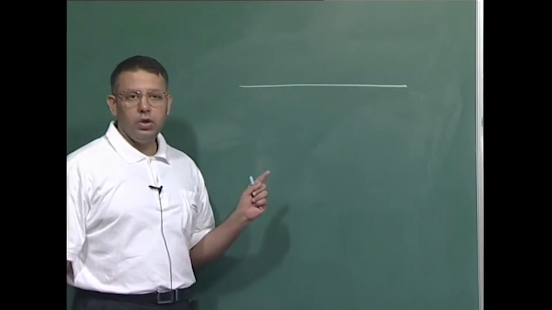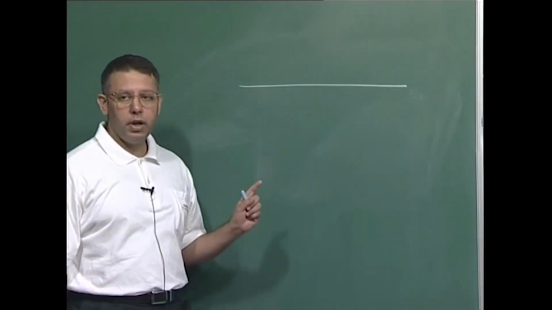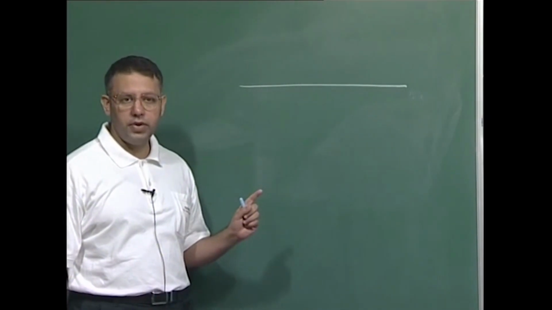So as you can see, in the ordered system we had half the number of green circles and half the number of red circles.